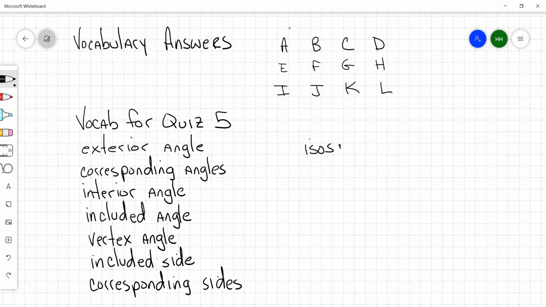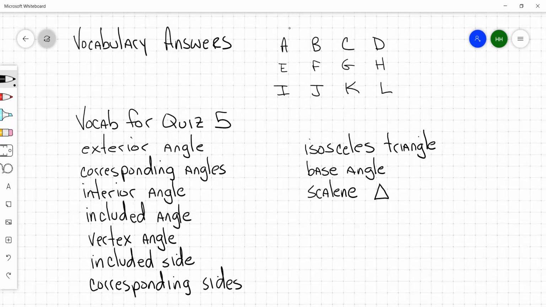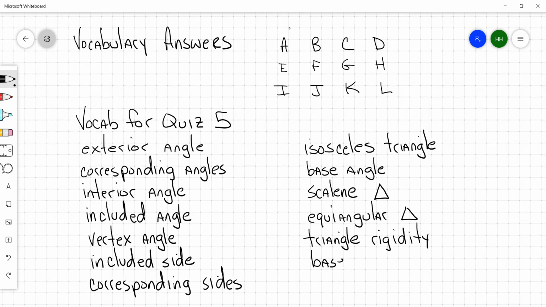Isosceles triangle, base angle, scalene triangle, equiangular, triangle rigidity, base, leg or legs of an isosceles triangle.